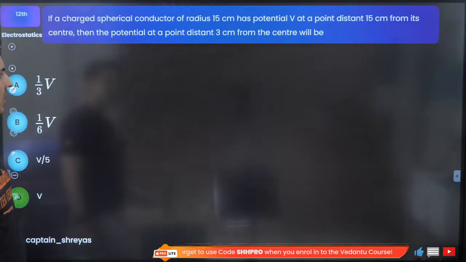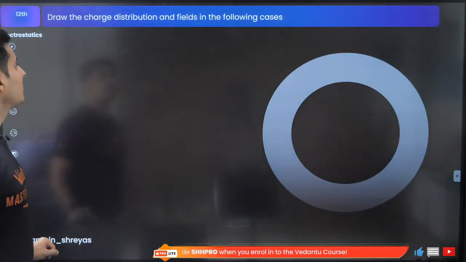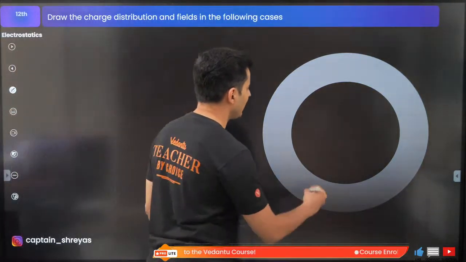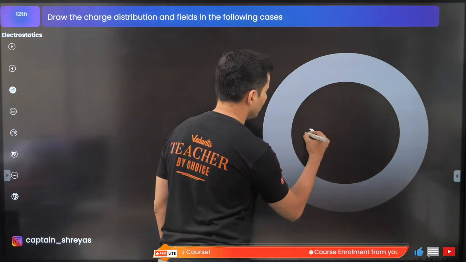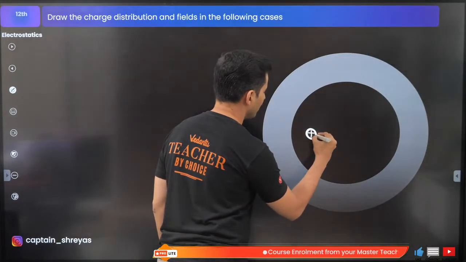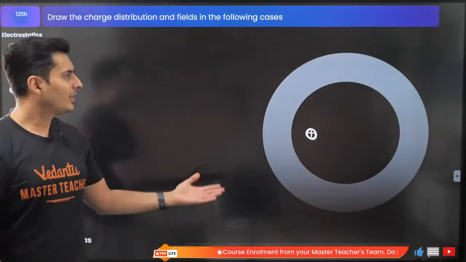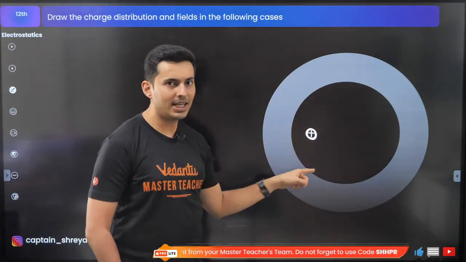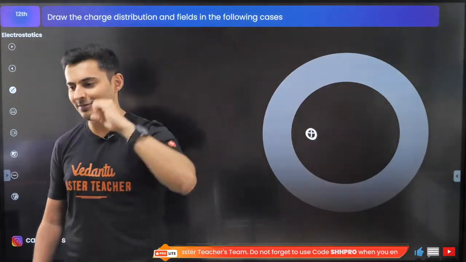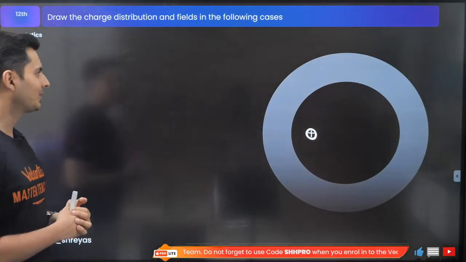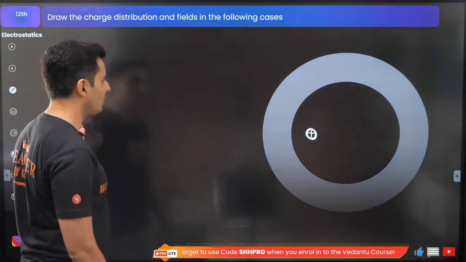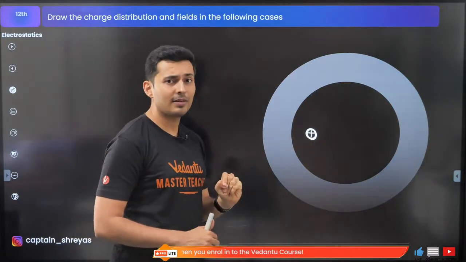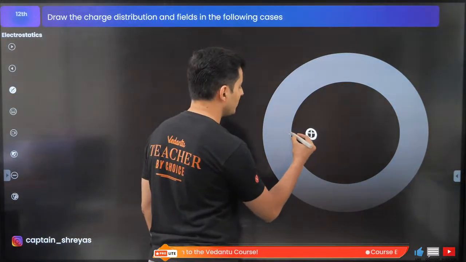Going on to the next question coming up on your screen. Draw the charge distribution and the fields in the following cases. Let me take up an example. Let's say there is a charge over here, and I want to draw the field lines on this conducting shell. You can see it has some inner cavity, there is some thickness, and there is an outer surface. Let's try to do this. What will happen the moment you place a positive charge? It will create an induced, opposite charge inside the cavity. So it will immediately ask the electrons to come over here.